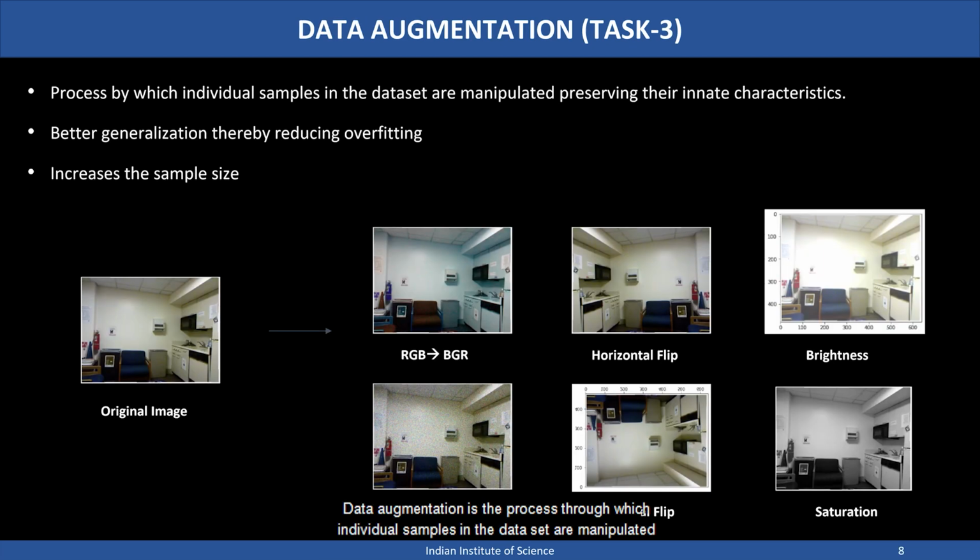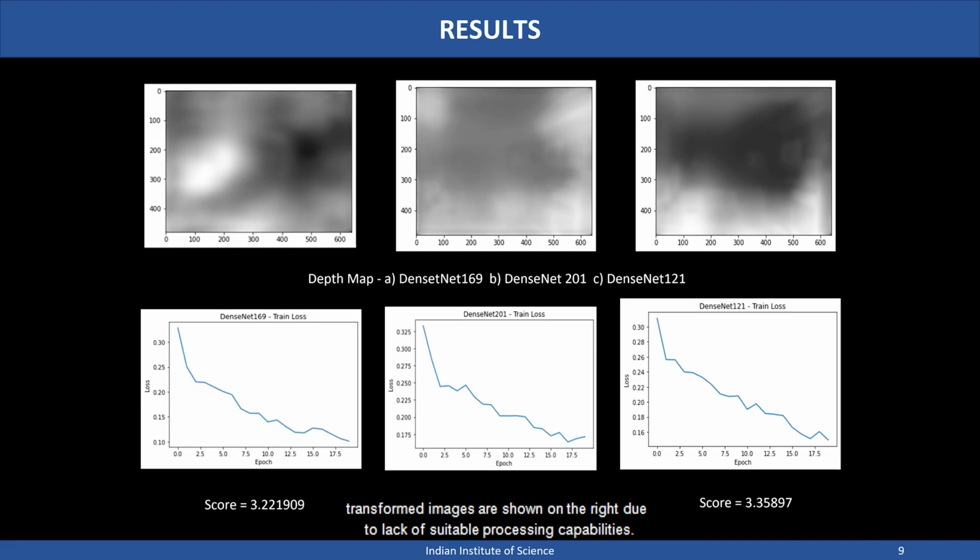Data augmentation is the process through which individual samples in the dataset are manipulated while preserving their innate characteristics, which leads to better generalization, thereby reducing overfitting. The original images are shown on the left whereas the transformed images are shown on the right. Due to lack of suitable processing capabilities, we trained the model using only 1000 RGB images. Moreover, we trained the model on just 20 epochs for faster computation and timely completion of the project.